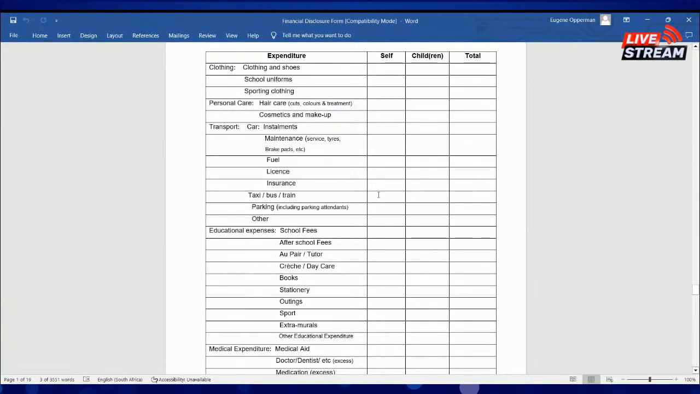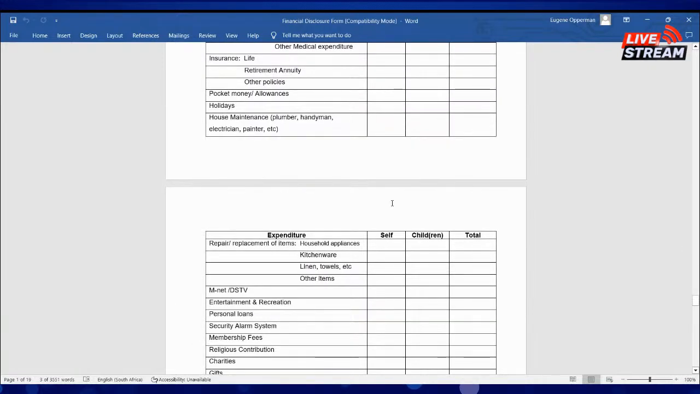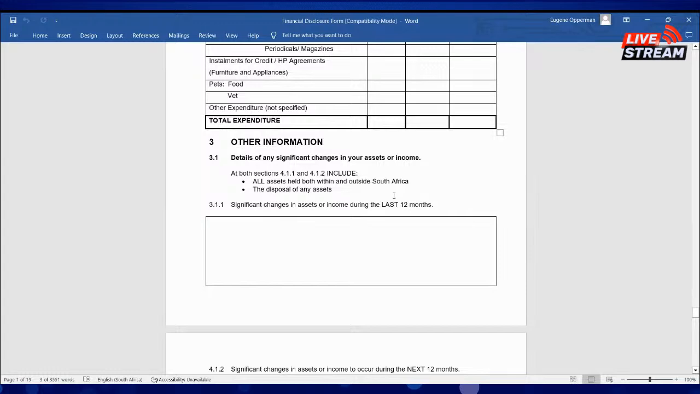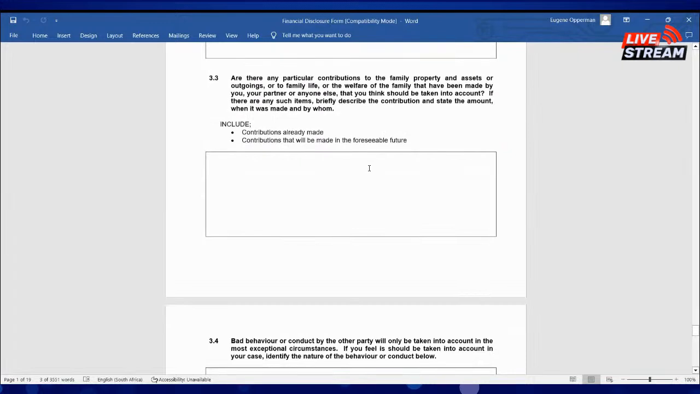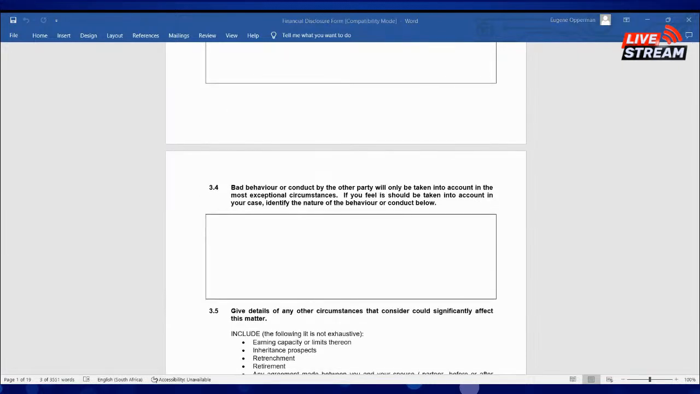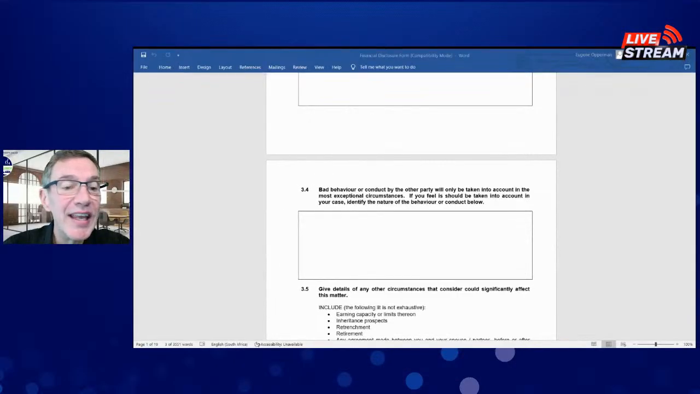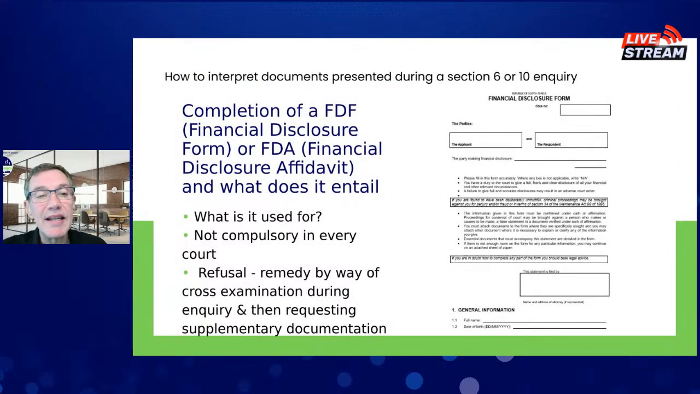Now, this could very well replace the J101 form or the J107 form. If you are a first-time applicant using this, it might be a good idea as well. Even if you fill in the necessary documents, you can use the financial disclosure form or the financial disclosure affidavit as a supplementary document together with your application. The rest of the document is quite explanatory. I'm not going through that in further detail. That is basically the financial disclosure form.